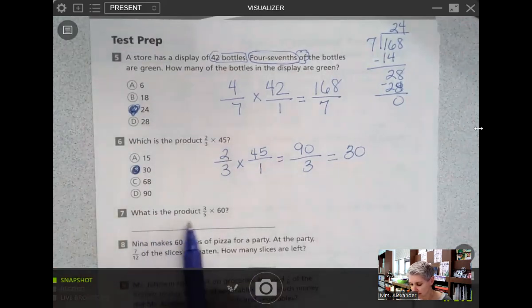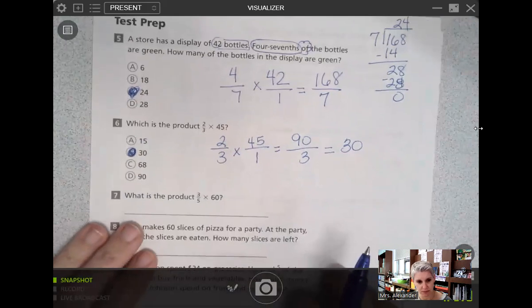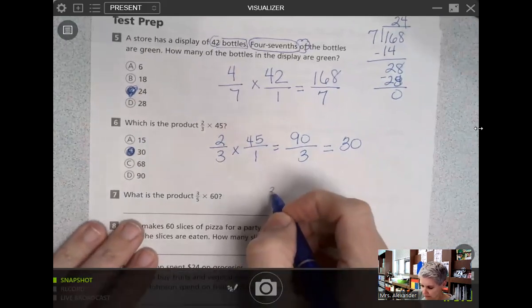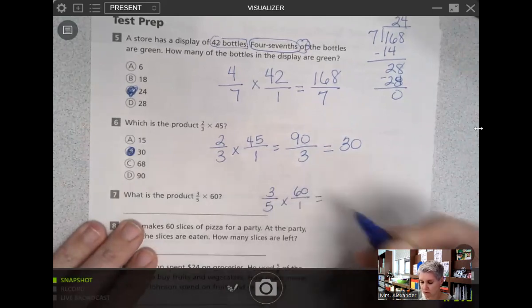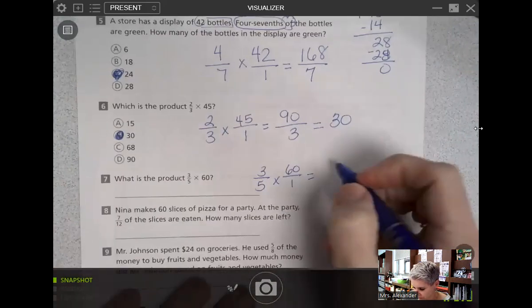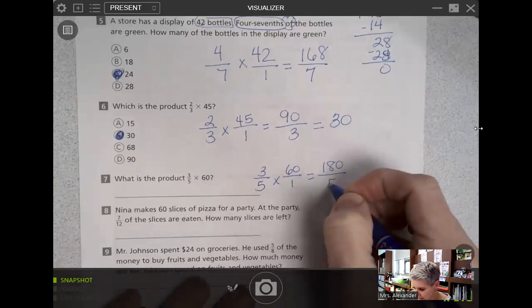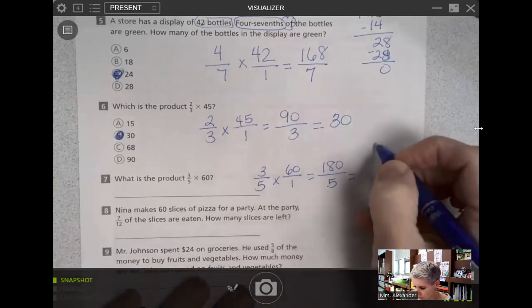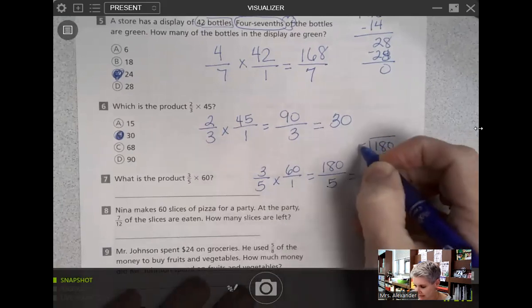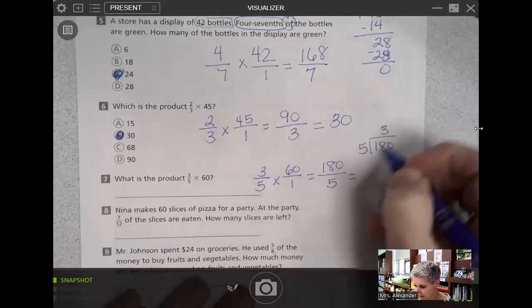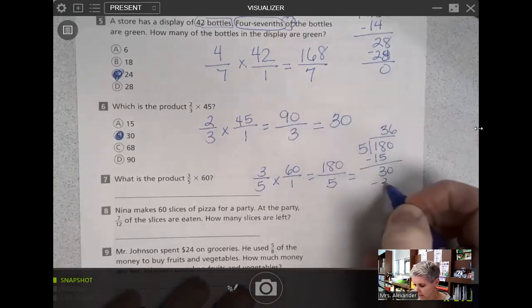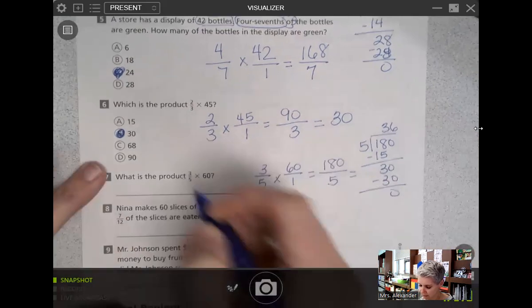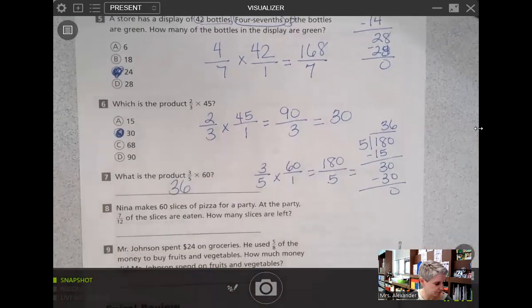What is the product 3/5 times 60? 3/5 times 60 over 1, that's our whole number. 180/5. 180 divided by 5 is what that says. I can go 3 times, subtract and bring down. We have 36.